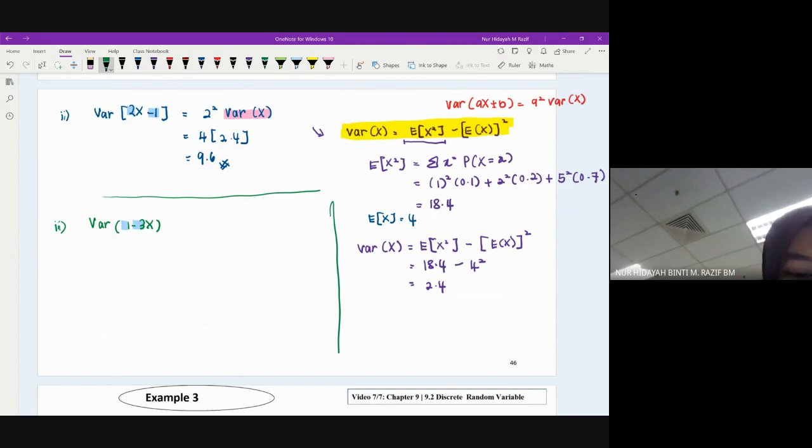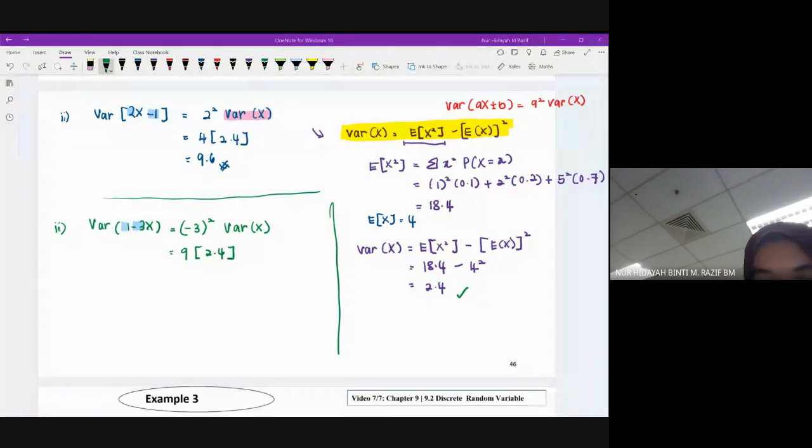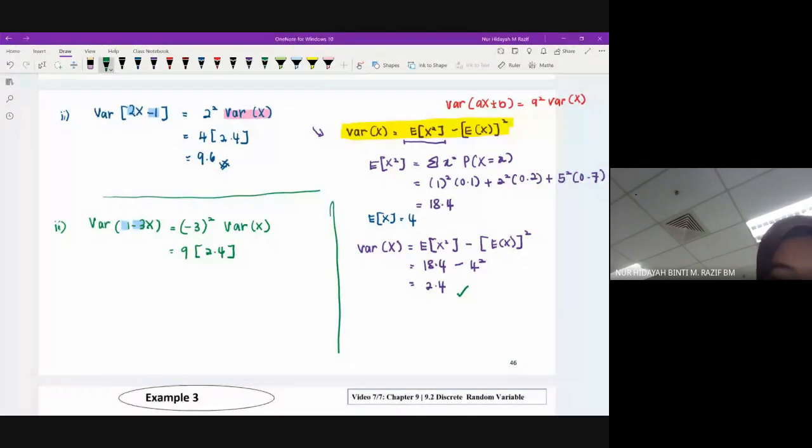So this should be equal to negative 3 square, which is 9, darab dengan variance of x. So variance x dah ada tadi, this one. Kita boleh terus proceed. So this one will give me 9 times 2.4 and my answer here should be equal to 21.6.